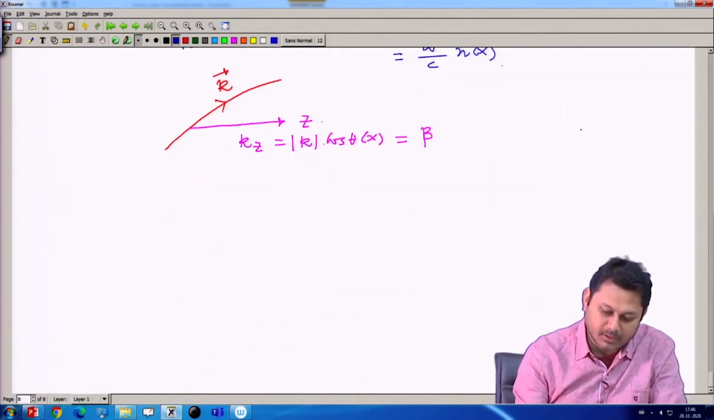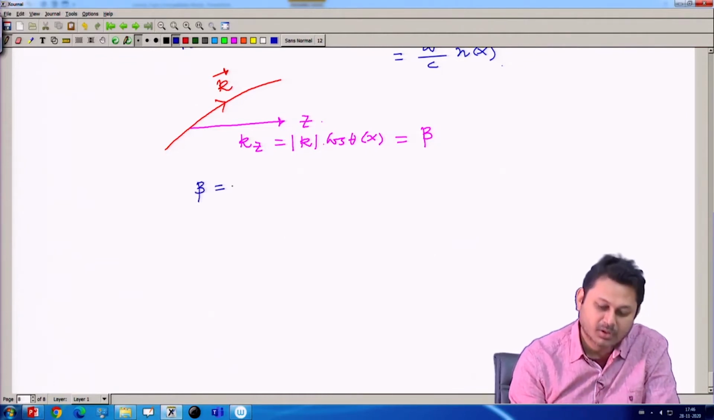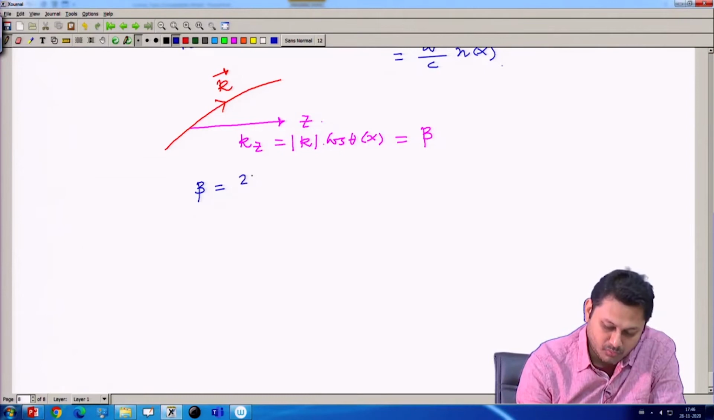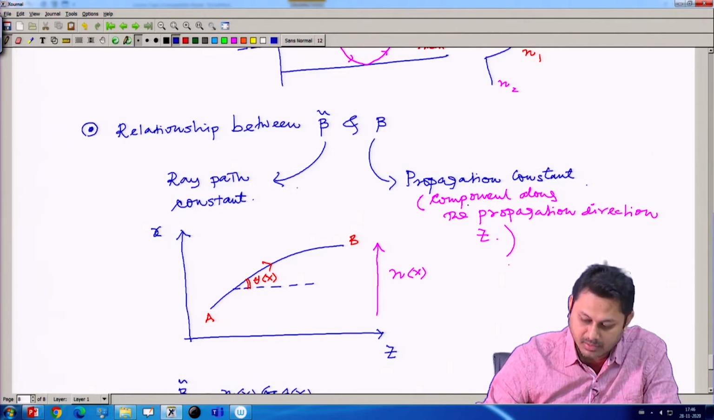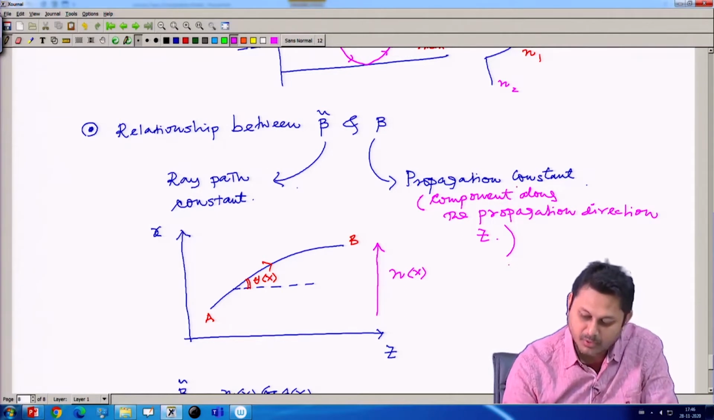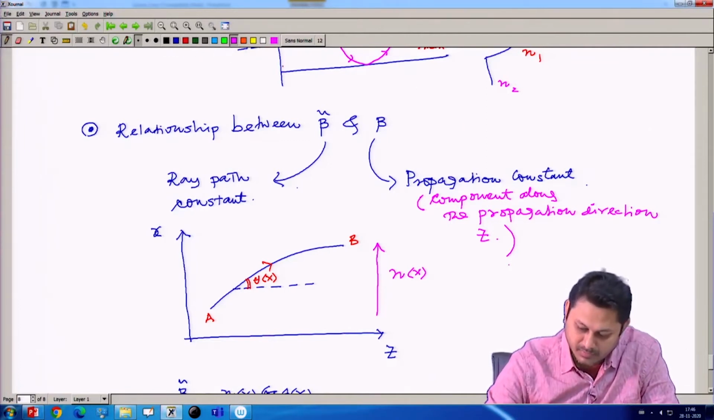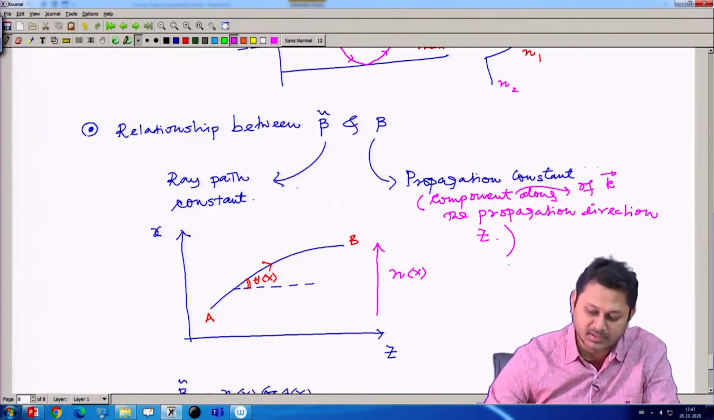Now I just put this value. So, my beta, which is the z component of the propagation vector k, I should write clearly: component of k along the propagation direction z.